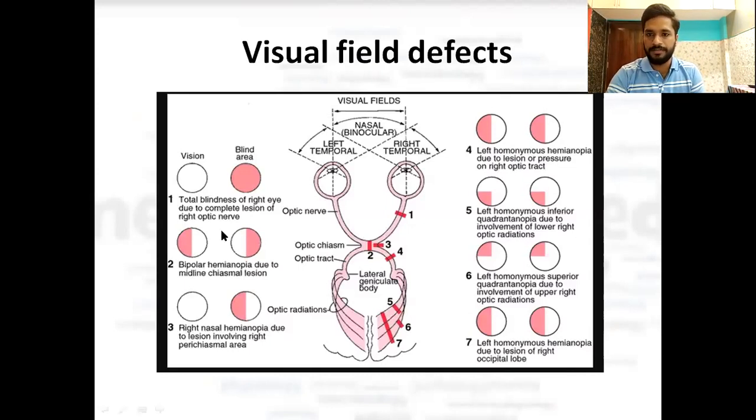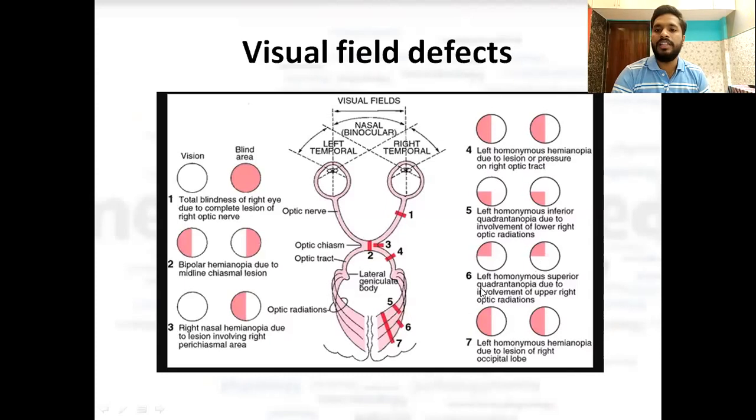Now the fifth thing is this, right? This is known as left homonymous inferior quadrantanopia. It is due to the involvement of the lower right optic radiation. This is the optic radiation. So if the lower optic radiation is involved, then the lower area will be blurred, right? Lower area will be blurred. So this is known as left homonymous. And one more thing, opposite side. If the right optic radiation has been traumatized or has a lesion or pressure, the left side will be the affected side. So left homonymous inferior quadrantanopia is occurring due to the involvement of the right lower optic radiations. This is also known as pie on the floor.